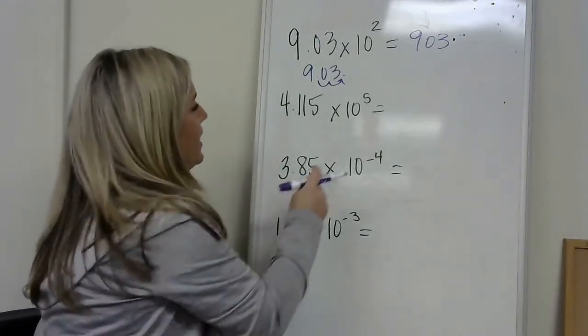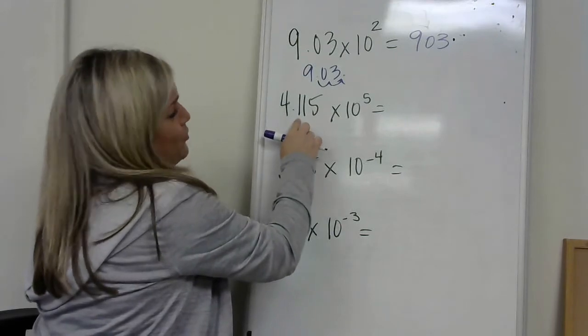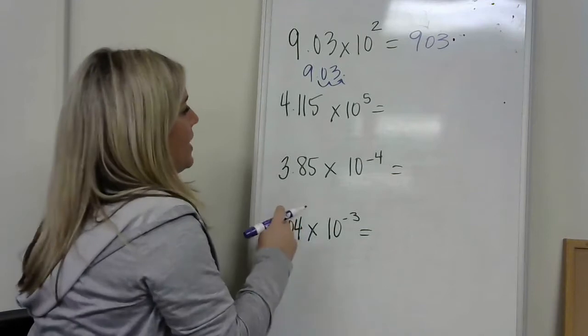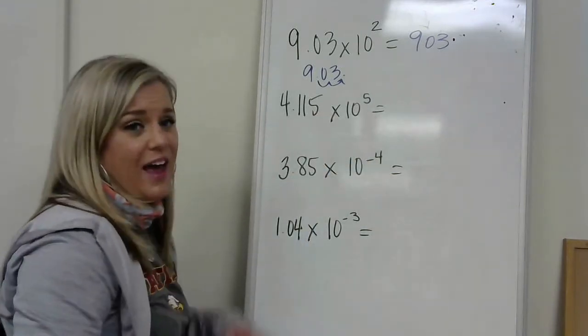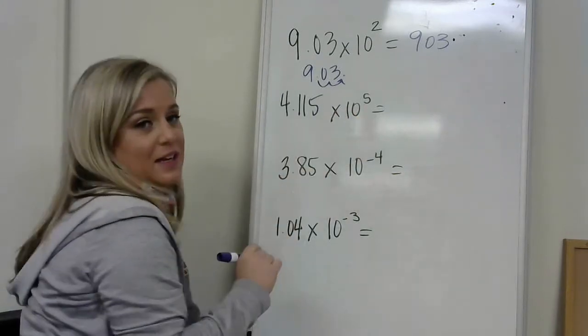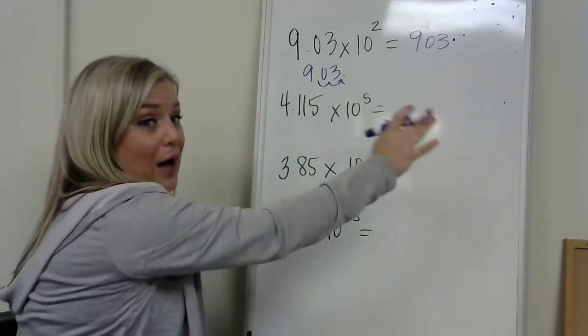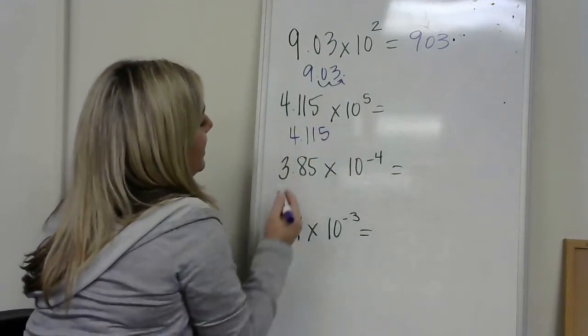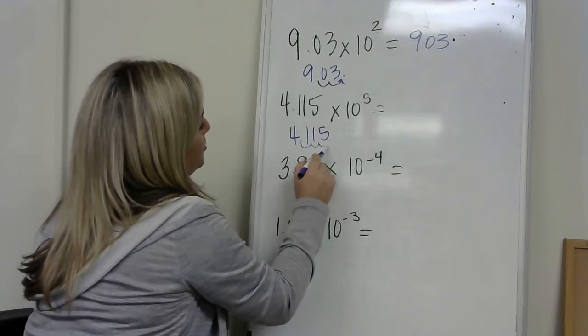Okay, the next one is 4.115 times 10 to the 5th power. Again this is a positive exponent, so we're going to move our decimal 5 places to the right, in a positive direction on the number line. So we have 4115, and I'm just going to do this 1, 2, 3.